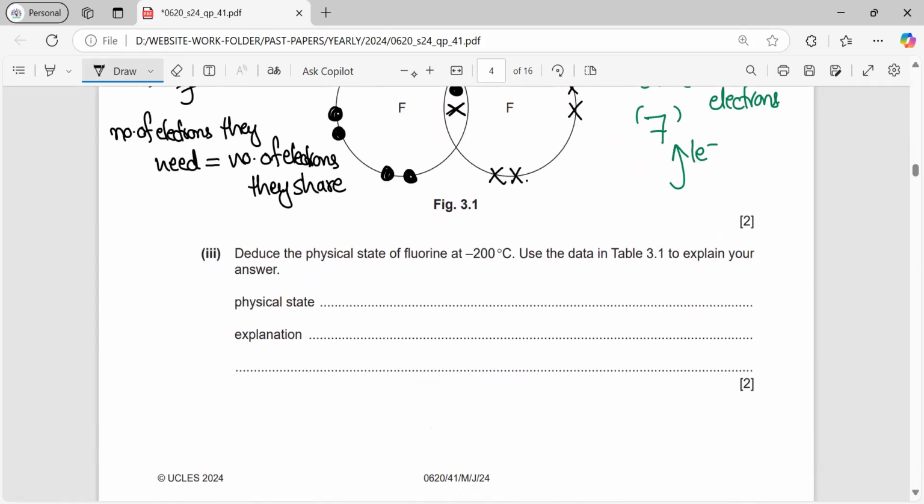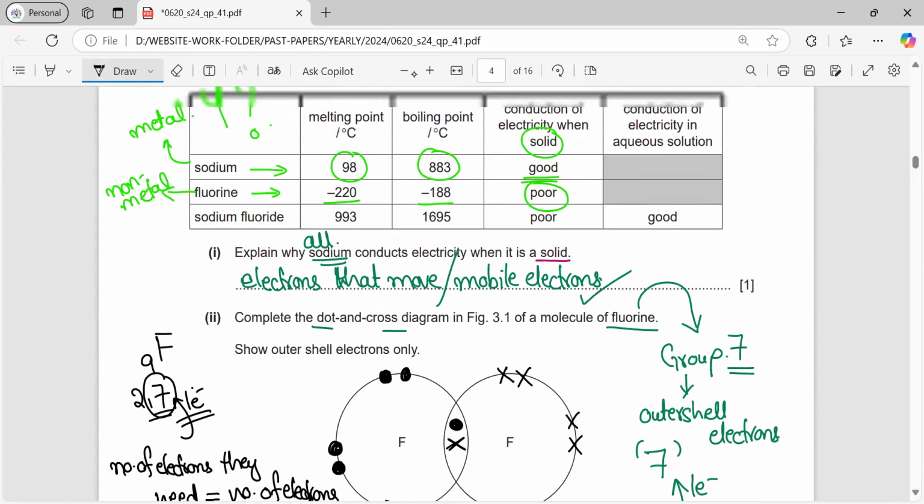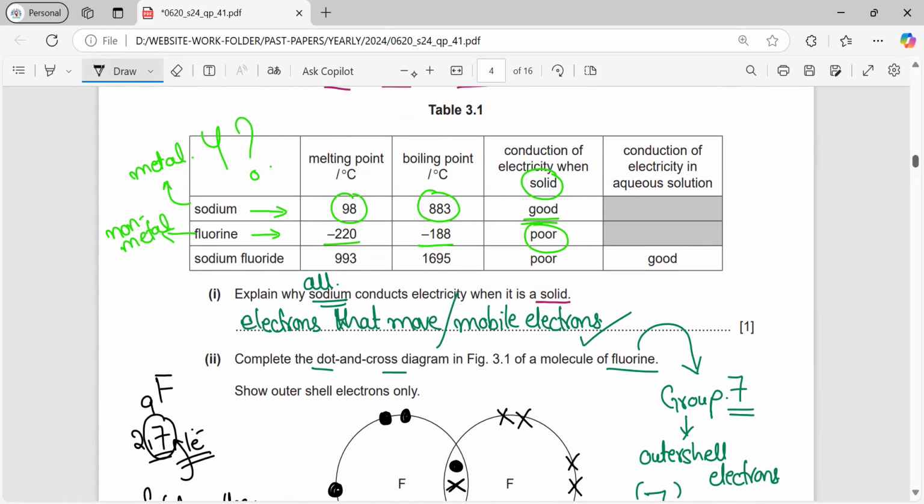Deduce the physical state of fluorine at -200 degrees Celsius. Use the data in the table to explain your answer. Now we have to find out what is the physical state of fluorine at -200. Let's see the table. -200 comes between melting and boiling point. Melting point is -220. Boiling point is -188. So the temperature -200 comes between melting and boiling point.